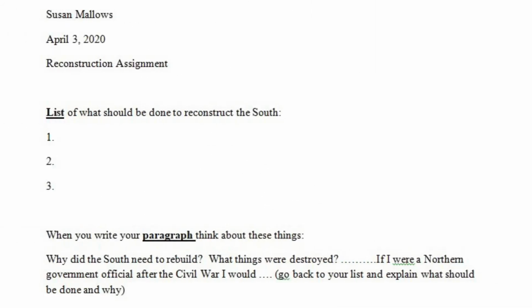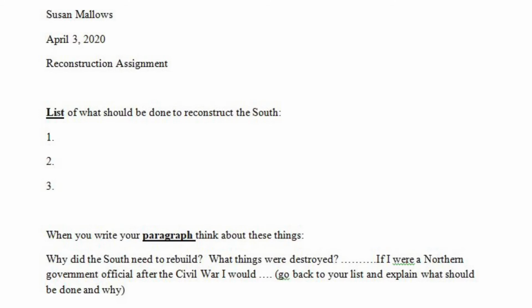I have partially done part of your paper for you just to see how it needs to be broken down. And let's look at that. At the top left-hand corner, you want to put your name, the date, and Reconstruction assignment. Next, you want to put your list of 3 things that should be done to reconstruct the South. Now, most people lose points or have their paper returned because they don't have this list and they just start on the paragraph, but you've got to have the list of the 3 things.